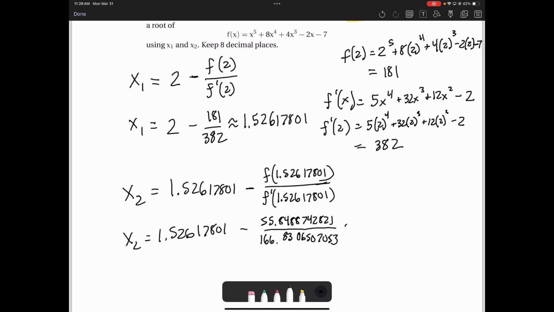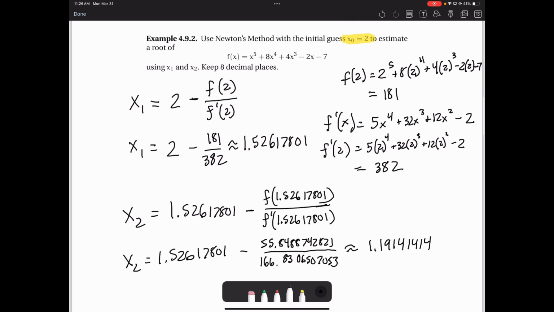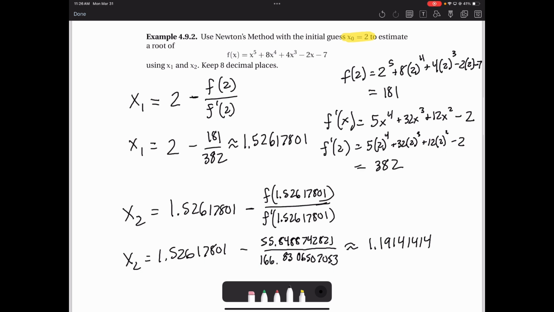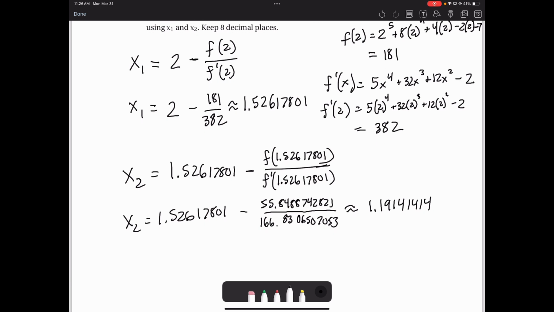Put it all together, and what do you get? You get 1.19141414. Kept 8 decimal places again. But wait, that's getting significantly closer to 1 every time. Are we gonna do it again? No, we're gonna stop here, unless you guys are having lots of fun. So we're gonna stop there.